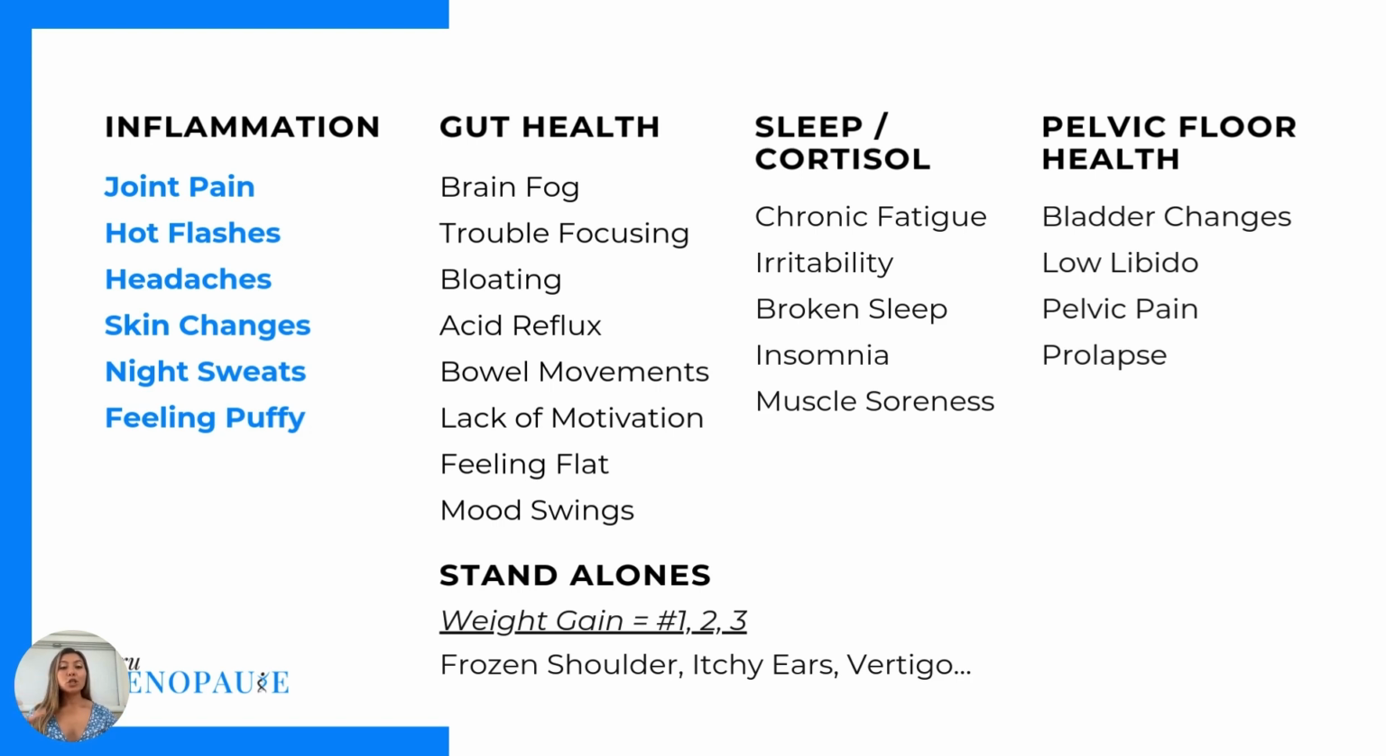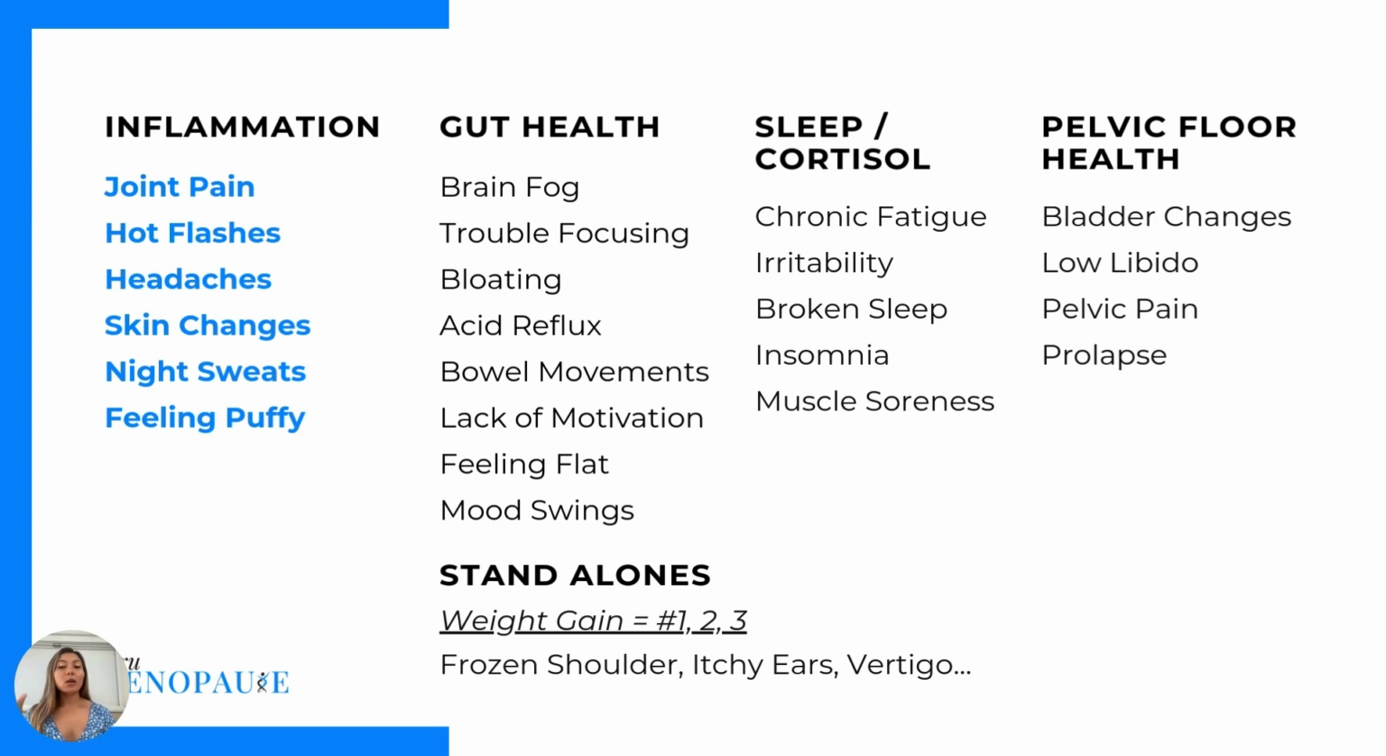Next, under category number 2 is gut health. So if you're experiencing any of those issues with brain fog and bowel movements and mood swings, those are all gut health-based issues. From there, we have sleep and cortisol issues, so dealing with issues of fatigue and irritability and muscle soreness, poor recovery. From there, we have pelvic floor health issues as the 4th category. And then the 5th category is standalone. So if you're experiencing any issues like frozen shoulder, itchy ears, vertigo, these are all standalone issues, and we have specific ways to correct them in the menopause manual as they don't fit under one of these 4 areas.